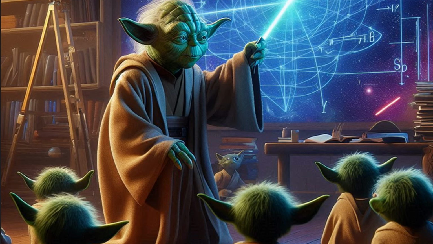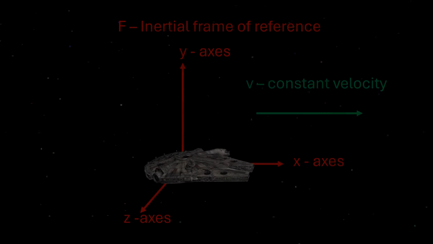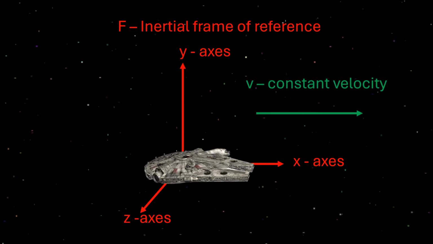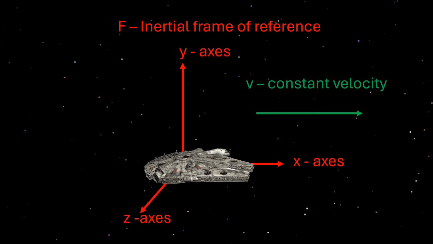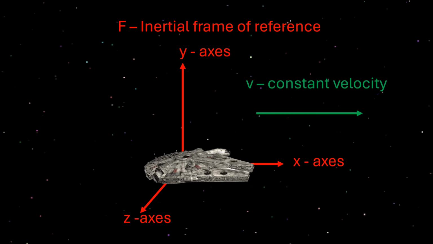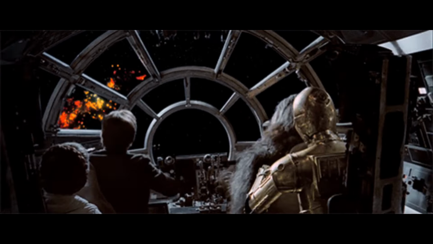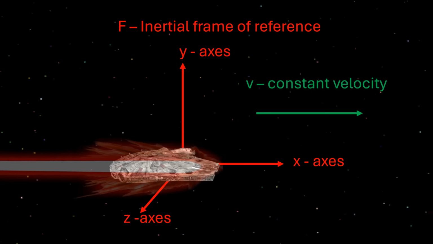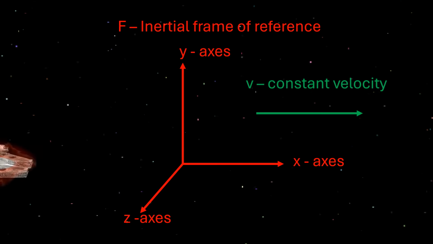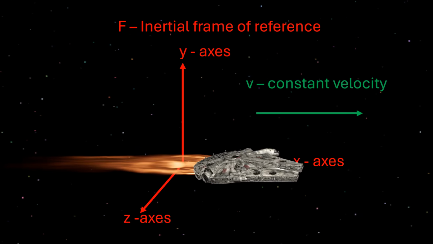According to Galactic Physics 101, akin to Newton's laws in our world, in an inertial frame of reference an object will remain in its state of motion, either at rest or moving uniformly, unless influenced by an external force, such as a tractor beam or a hyperdrive engine.